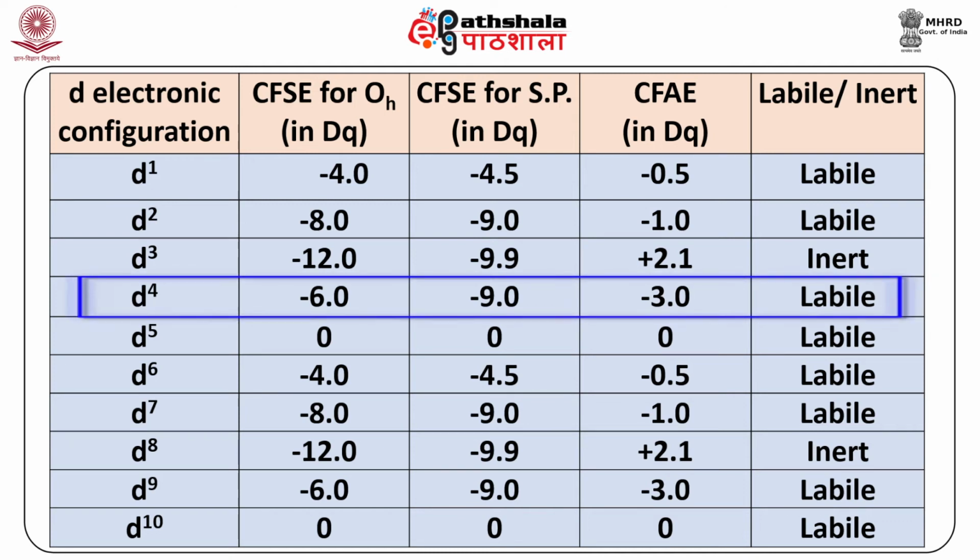Overall, if you compare the two in high spin complex, then you will get crystal field activation energy minus 3 Dq. Since crystal field activation energy is negative, therefore the molecule, or the reaction, will be labile.